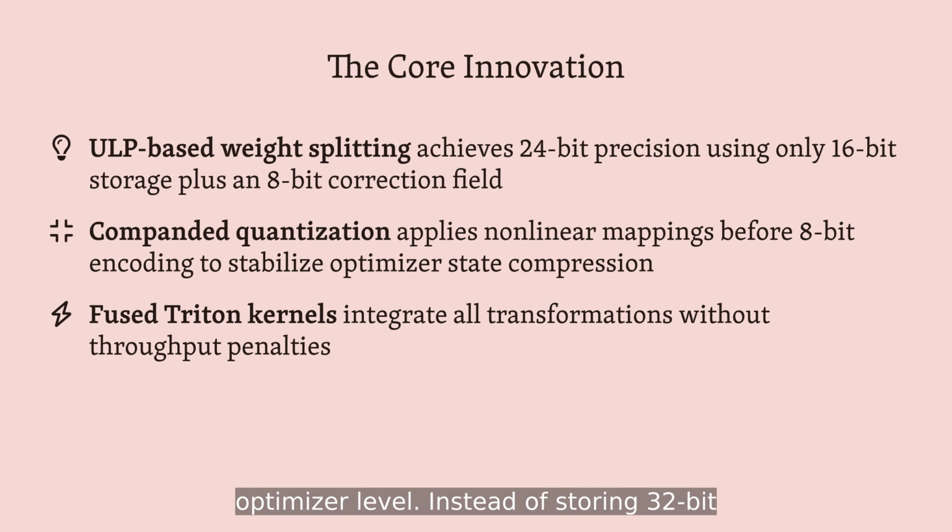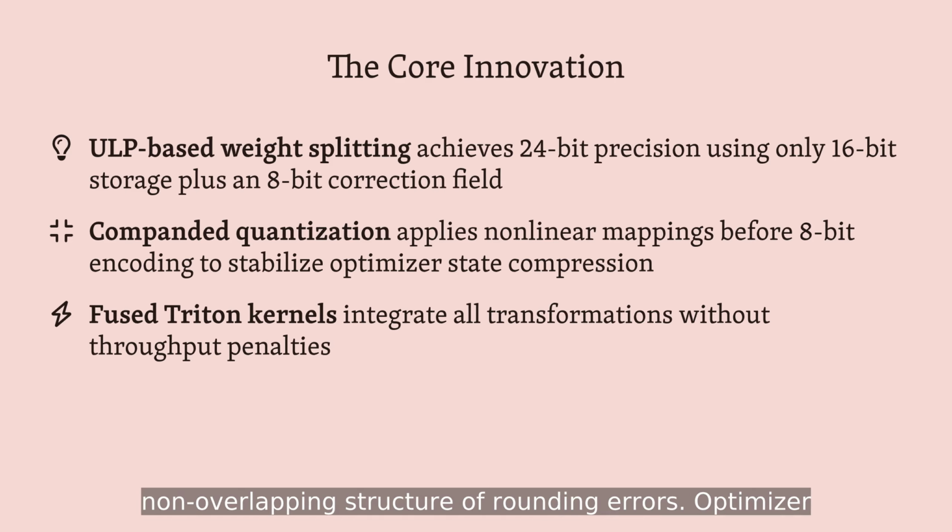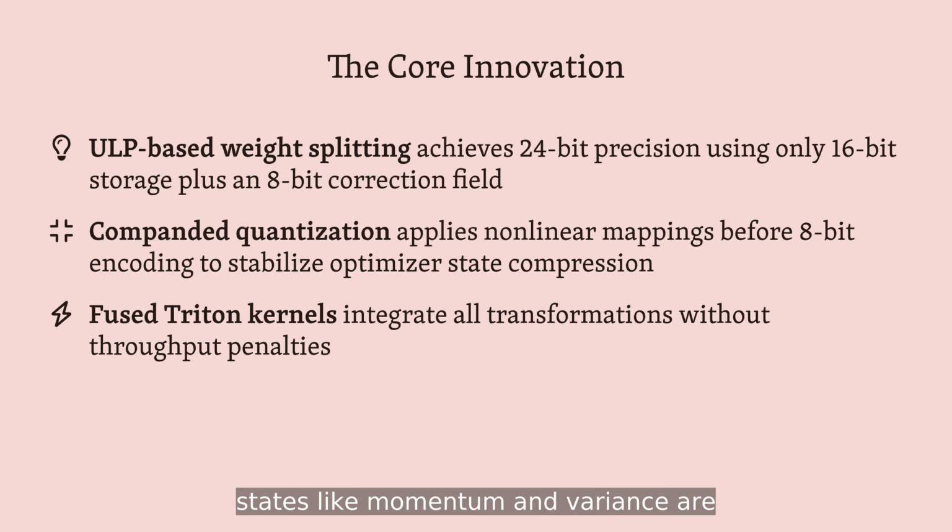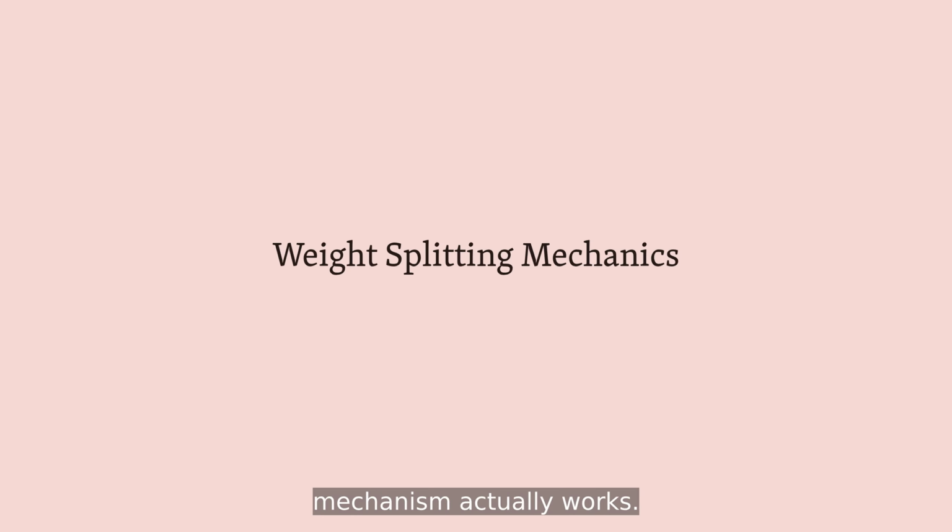Instead of storing 32-bit master weights, it splits each weight into a 16-bit downcast and an 8-bit error correction field, exploiting the non-overlapping structure of rounding errors. Optimizer states like momentum and variance are compressed to 8 bits using companding, non-linear functions that reshape value distributions before quantization to prevent catastrophic information loss. Let's examine how the weight splitting mechanism actually works.